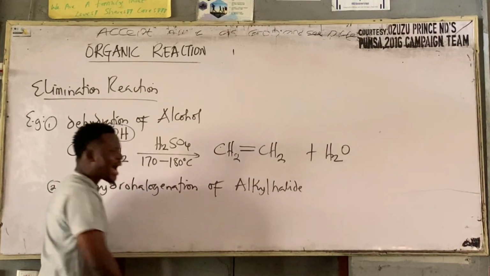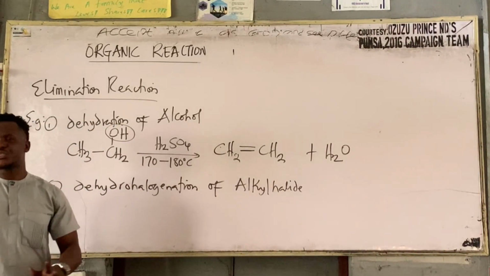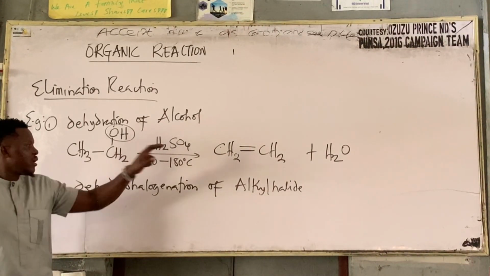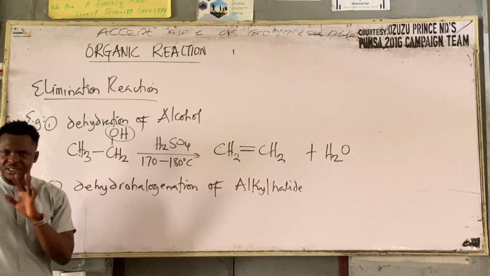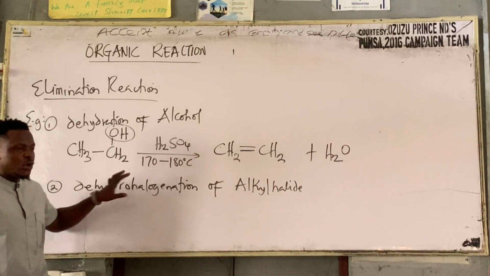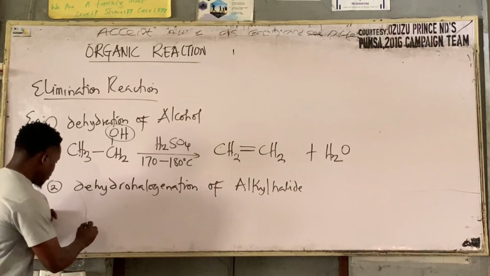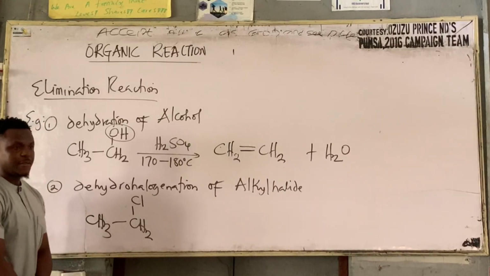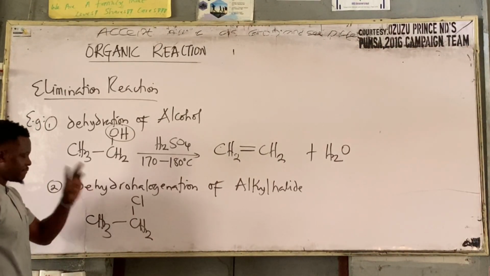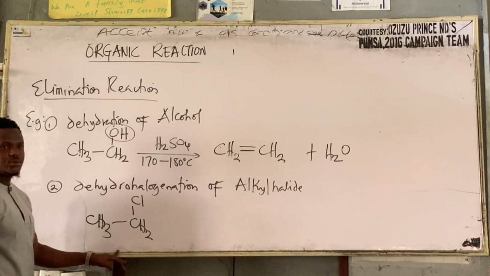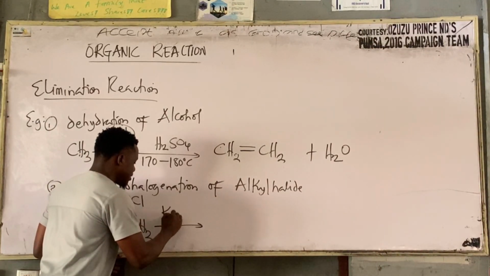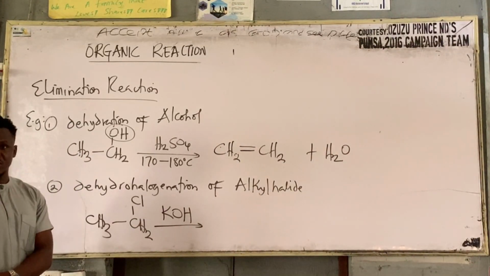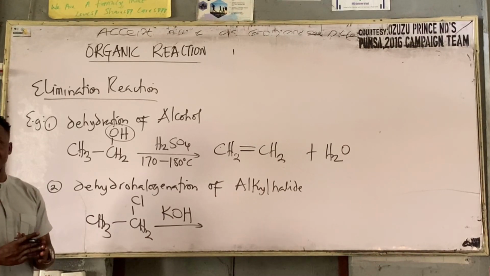Now the question is, how does this compound know what it's asked to do? Now, you use what we call a reagent. In this case, we use H2SO4, because it is a drying agent and also a dehydrating agent. Now, if you want to carry out this other reaction, what you're going to use is a base. So let's say CH3CH2Cl, chloroethane or ethyl chloride. I'll come here and I'll use KOH. Potassium hydroxide is mostly used to carry out elimination reactions.